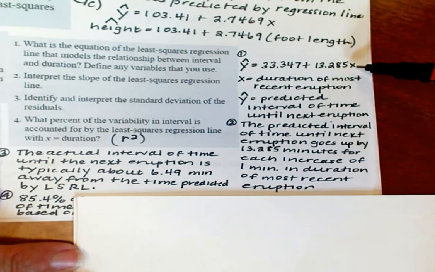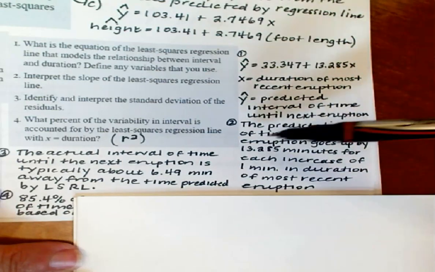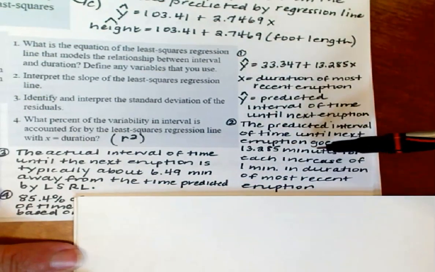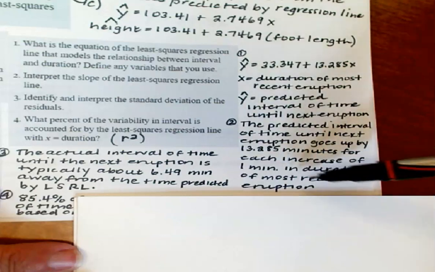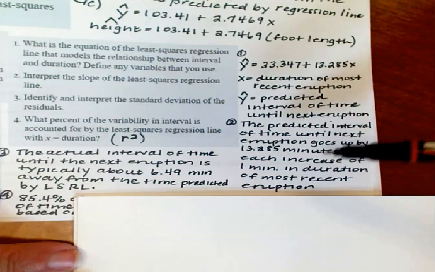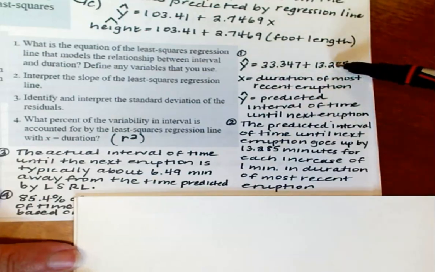So for every single additional minute in duration of the most recent eruption, the predicted interval of time until the next eruption goes up by 13.285 minutes. So for every additional minute, the wait time is going to go up 13.285. So that's what the slope is. And that's how you always interpret the slope.